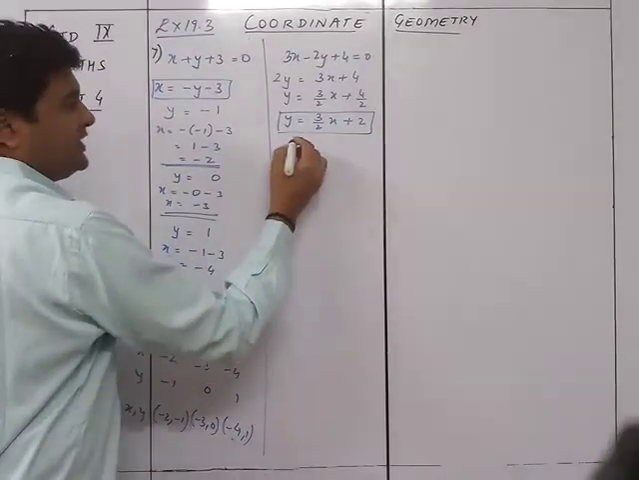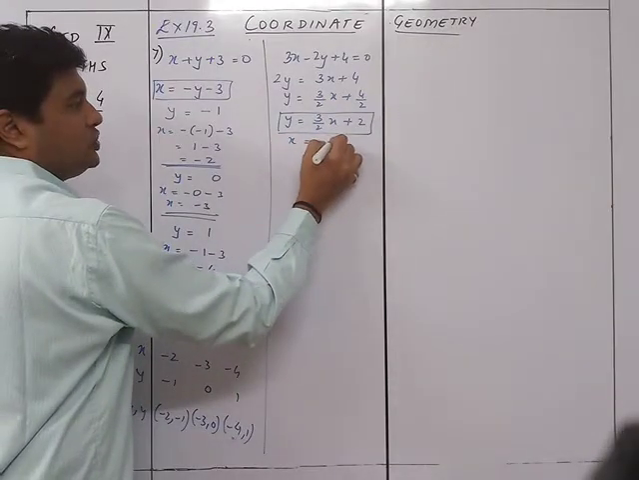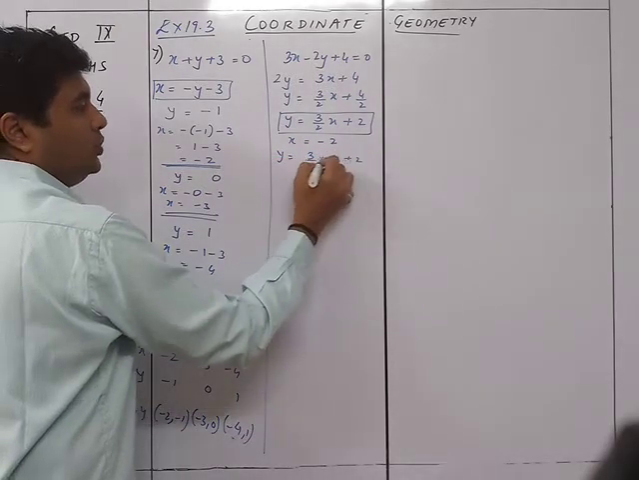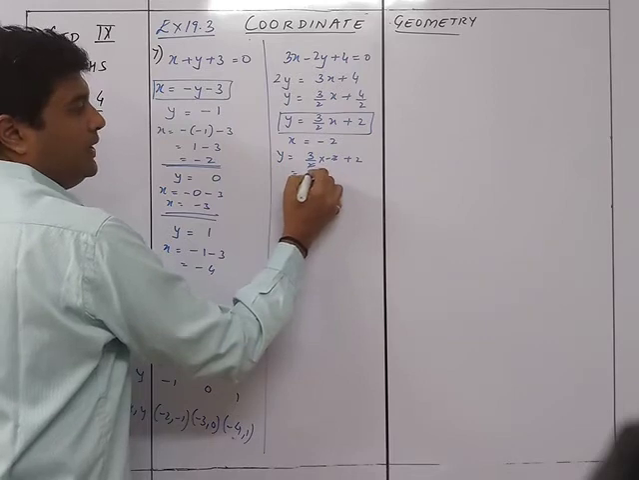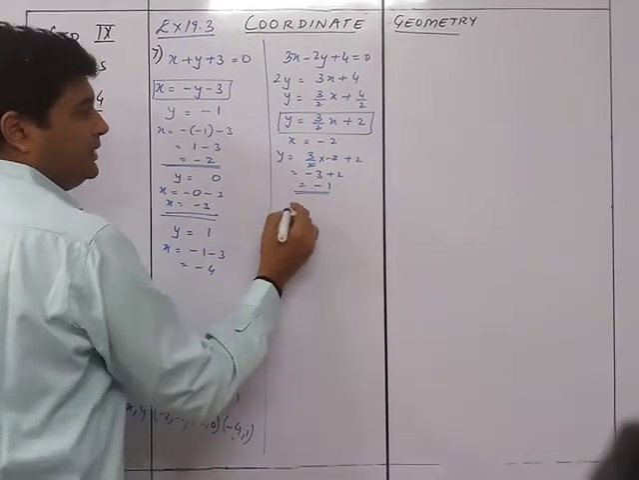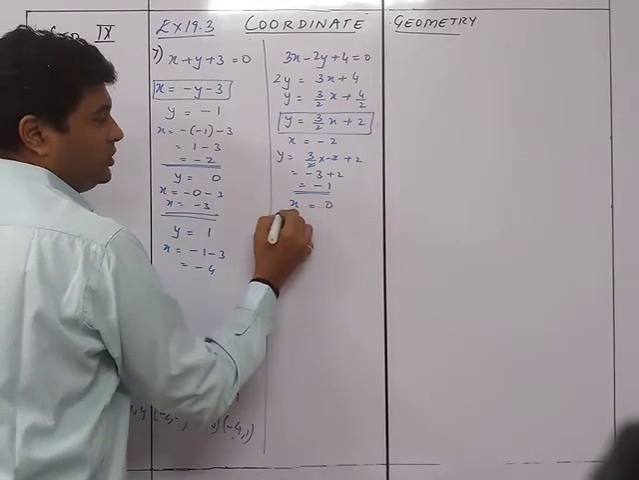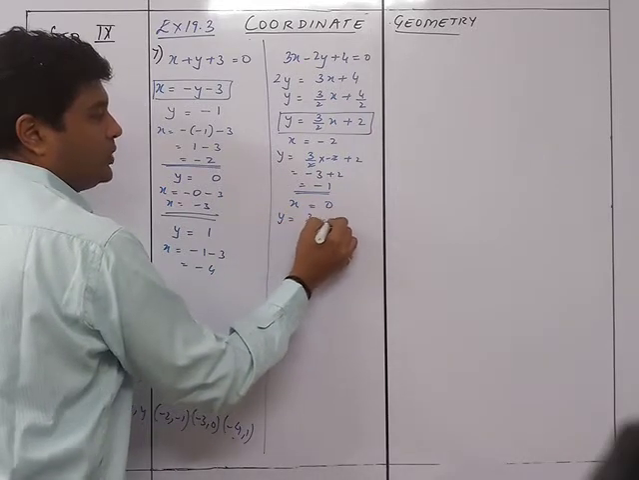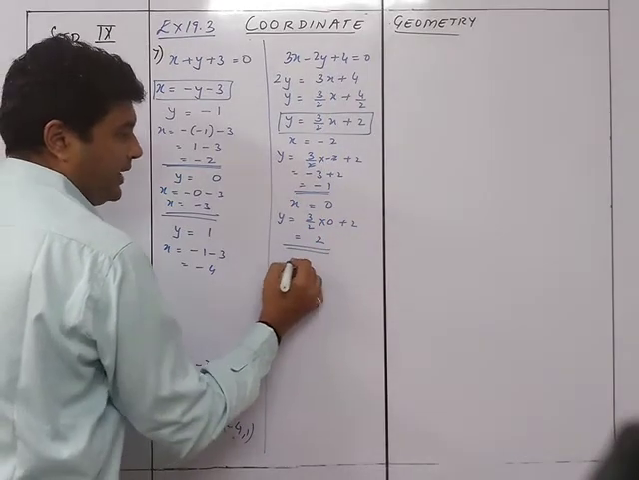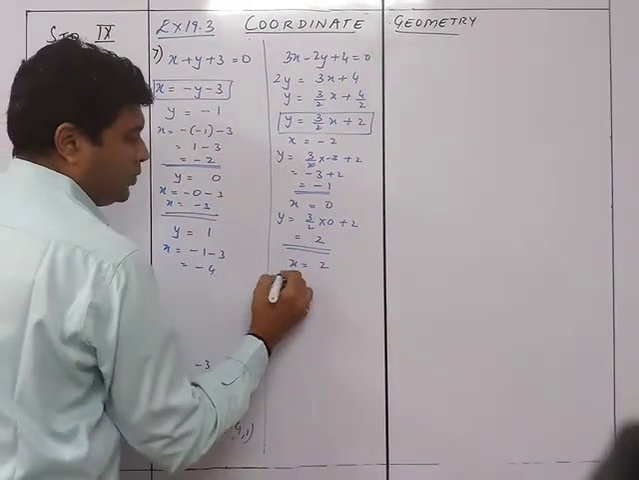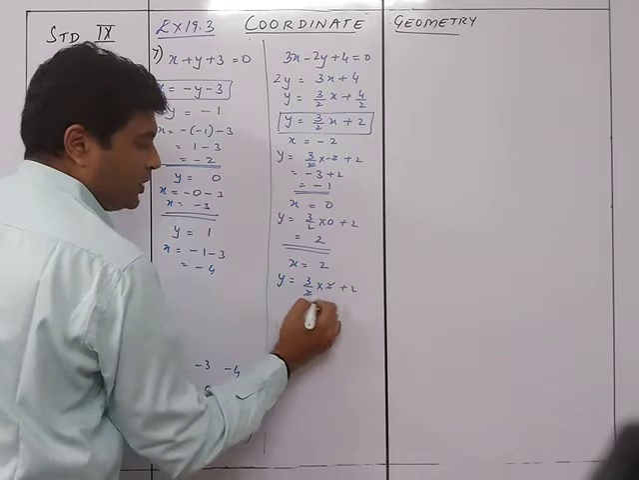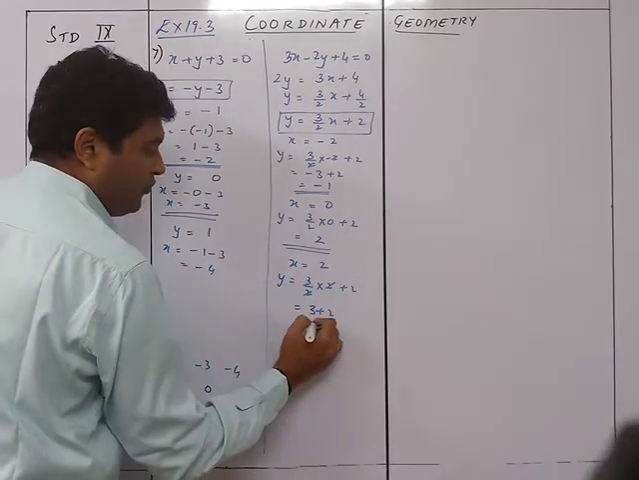So we have the value of x now. So x will be equal to minus 2. So y is equals to 3 upon 2 into minus 2 plus 2. That will be equal to minus 3 plus 2, which is nothing but minus 1. So that will be minus 1. The next is x is equals to 0. So y is equals to 3 upon 2 into 0 plus 2. That will be 2. So that's the second point. And x is equals to 2. Then y is equals to 3 upon 2 into 2 plus 2. That will be equal to 3 plus 2 is equals to 5.